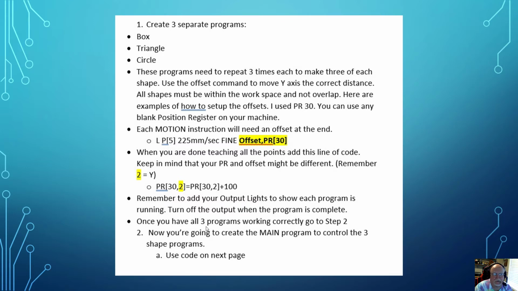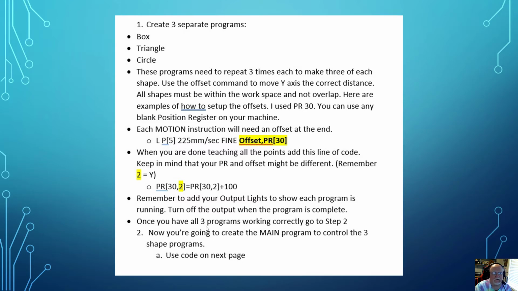You can use any blank position register on your machine, and I prefer that you pick a position register, so you have to look up by pushing the data key and then changing the type to position register, and then look through there and find a blank one. And you can label it if you want to or not.